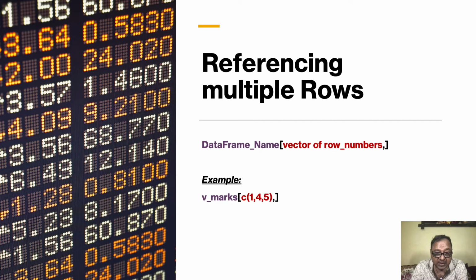So we see an example. So if I say v underscore marks within square brackets, I say c within brackets I give 1 comma 4 comma 5. This means that it will show me the record numbers 1, 4, 5 in one shot. So let's see this in action in RStudio.